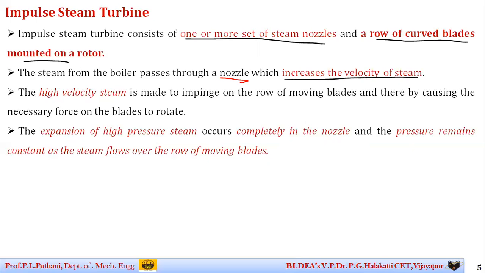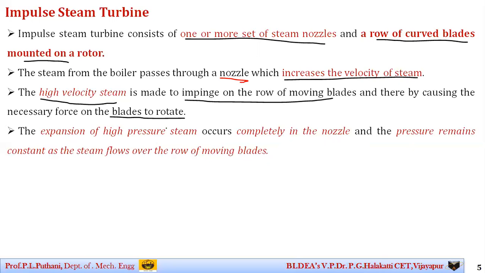So the nozzle's work is to increase the velocity of the steam. Then when this high velocity steam is made to strike, or impinge on, the row of moving blades, what happens? The necessary force is developed. That force is nothing but the impulse force, which causes the blades to rotate.